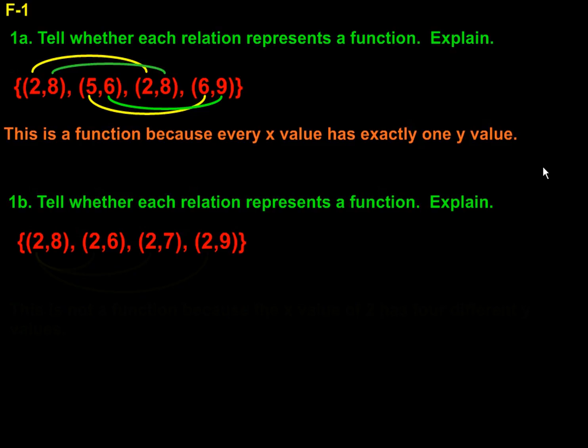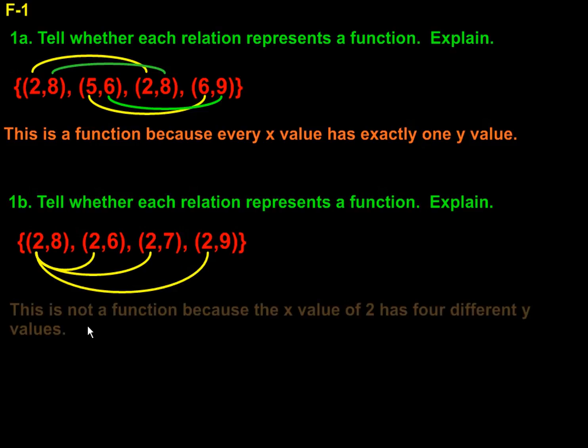Now let's take a look at 1b. I have 2, 8; 2, 6; 2, 7; and 2, 9. Well, immediately I notice that my x's are the same in every one of these coordinates, but my y's are different. So that indicates that this can't be a function because the x value of 2 has 4 different y values.